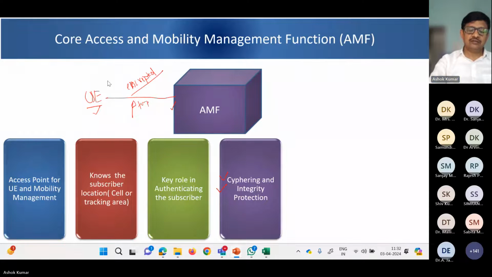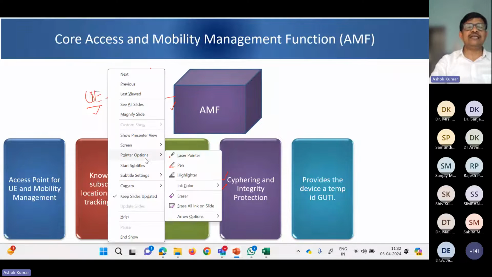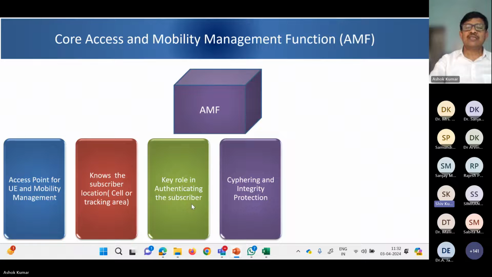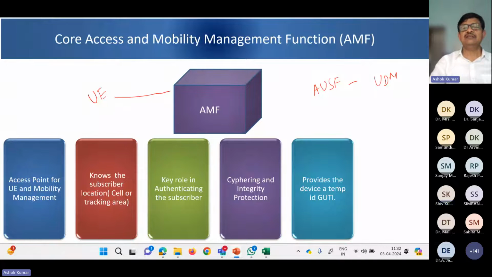So all the keys related to ciphering and integrity protection are passed on by AMF to the UE. I mean, both should know what kind of encryption key has to be used for ciphering and integrity protection. So this is provided by AMF to UE. But of course, in the background, AMF will be working with AUSF and the UDM for this purpose, but the front end is the AMF for the UE. So that's ciphering and integrity protection.